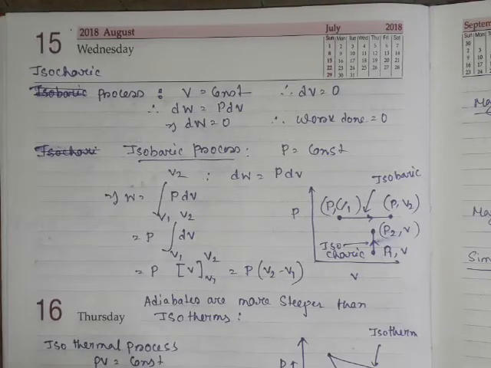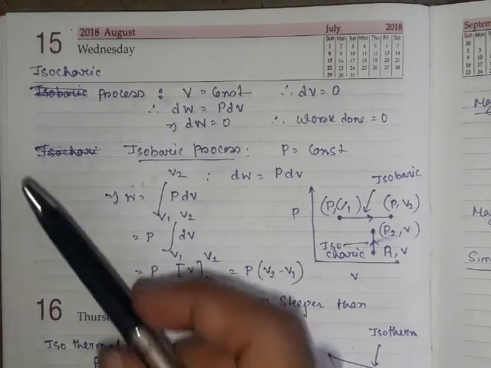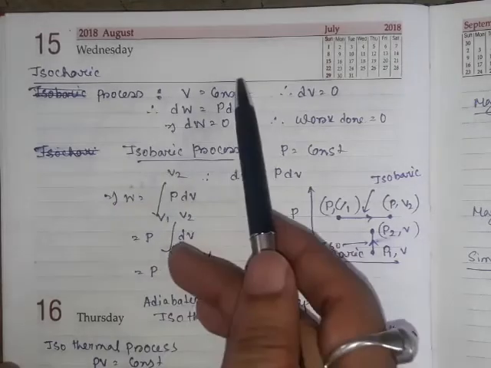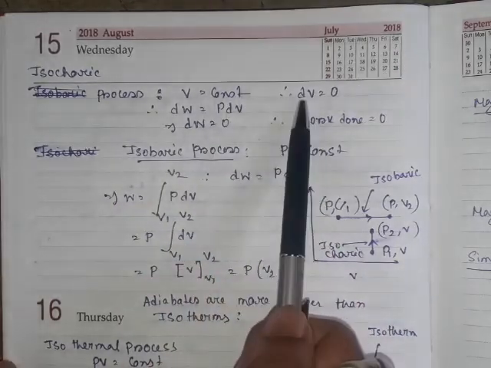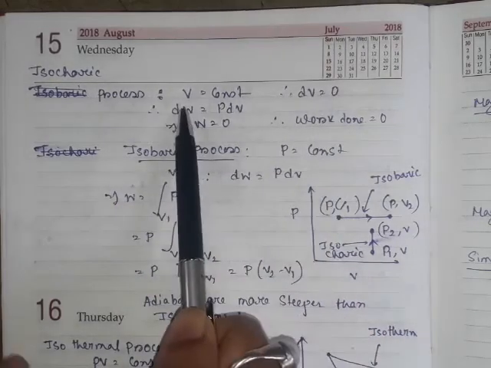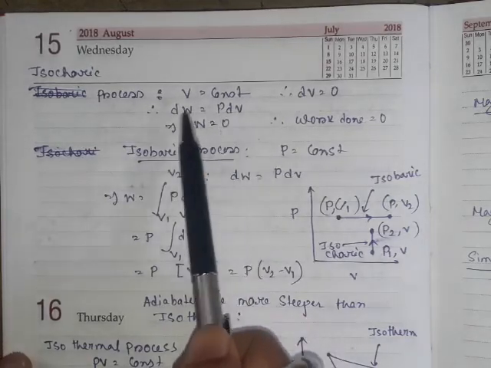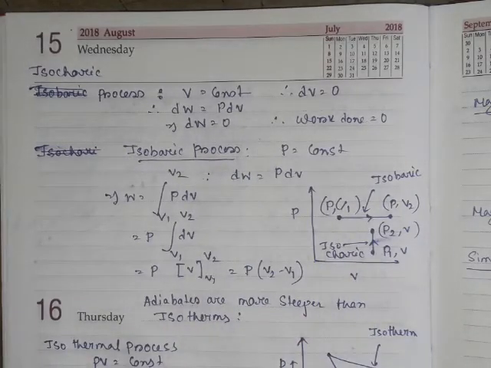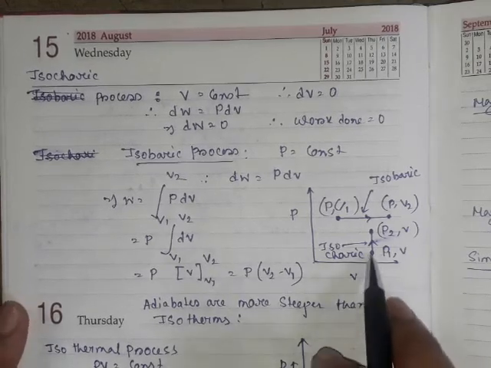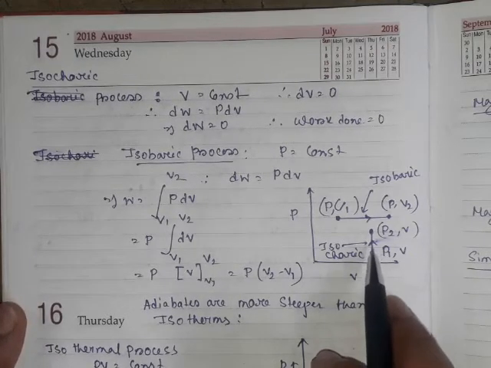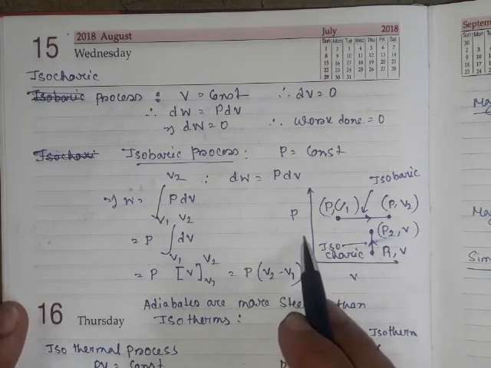So the rest of the two processes are the isochoric process, where volume is constant, that means the change in volume dV is 0. That means dW, which is P times dV, is 0, so work is not done during the isochoric process. The isochoric process is shown by a vertical line in a PV diagram.